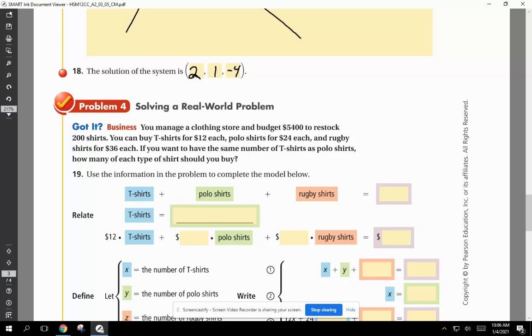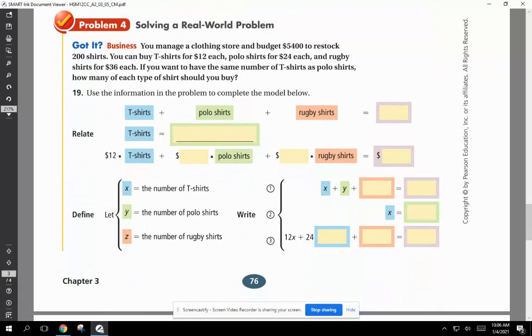Okay, number 4, I'm just going to talk about it because it's a real-world problem. We're not going to actually do it. Business: you manage a clothing store and budget $5,400 to restock 200 shirts. You can buy t-shirts for $12 each, polo shirts for $24 each, and rugby shirts for $36 each. If you want to have the same number of t-shirts as polo shirts, how many of each type of shirt should you buy?